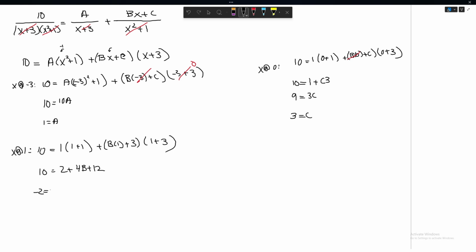I'll get negative 2 equals 2 plus 4b, negative 2 minus 2 equals 4b. Now this becomes negative 4 equals 4b, and I get negative 1 equals b. And see, now I just take this and I sub it up top. So what I'll get is a plus b. Oh, actually, I'll give it some space here. Plus 3 plus bx plus c all over x squared plus 1. Right, and this is the integral now, dx.